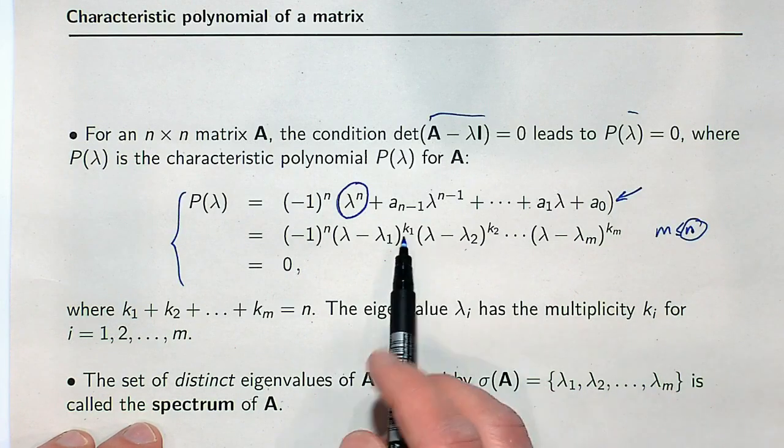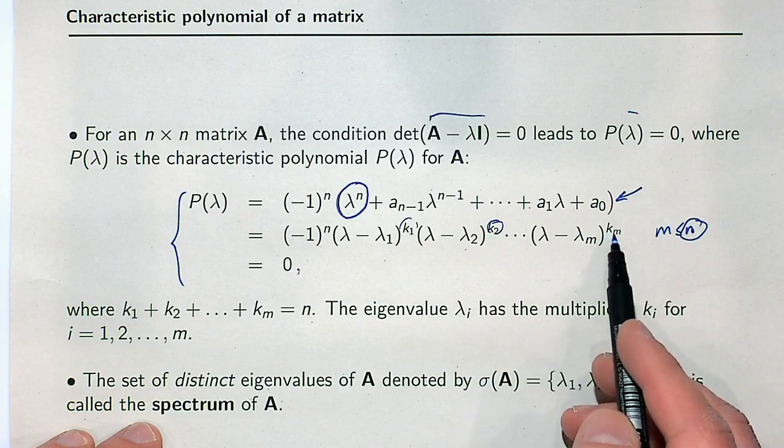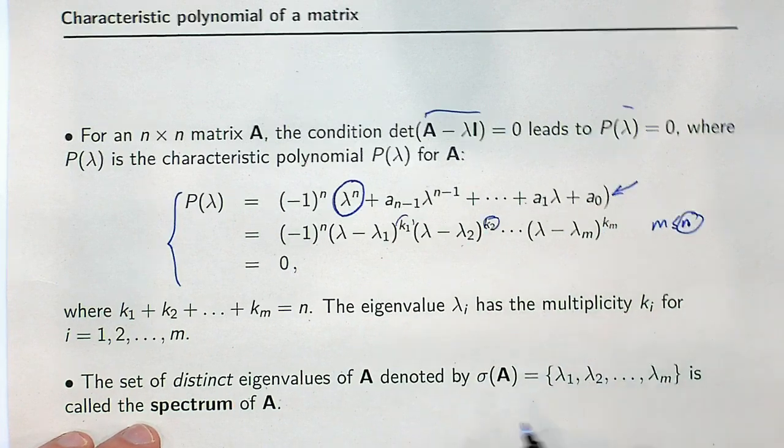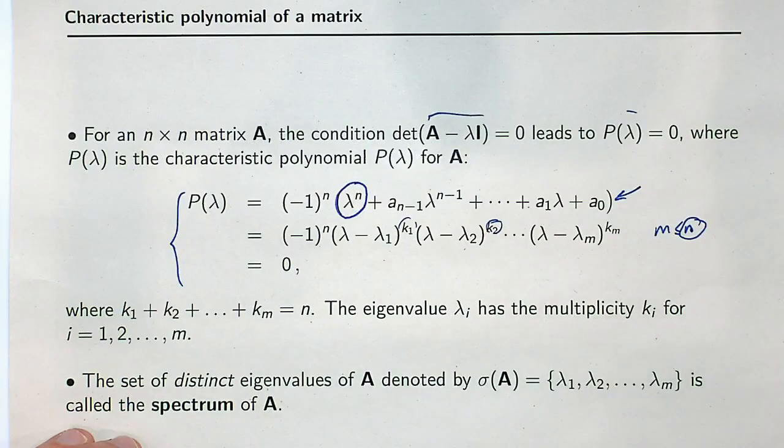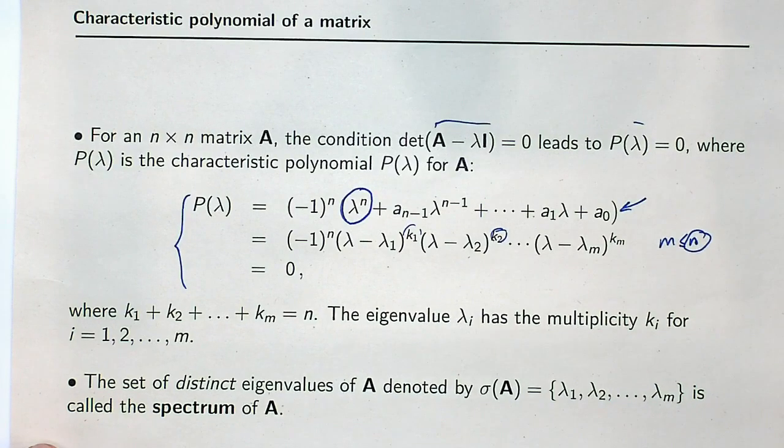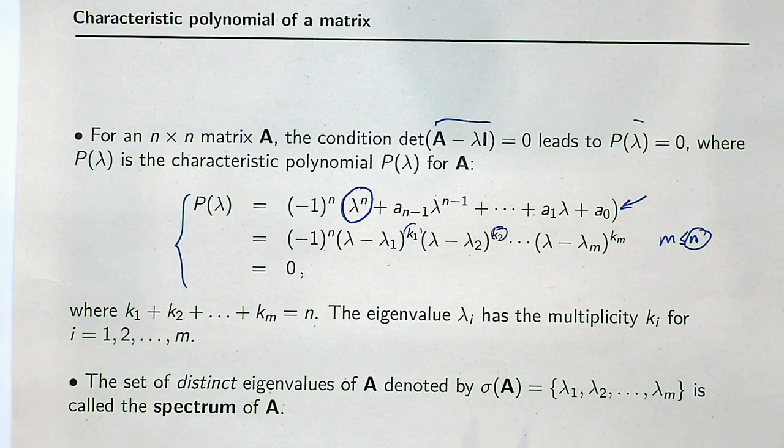Given that, these superscripts k_i show the multiplicity of an eigenvalue. But the important thing is that the set of the distinct eigenvalues is called the spectrum of A. In some cases, m equals n, which means that all the eigenvalues we get from the matrix are distinct. Then all of them are in the spectrum of A. But in some cases, just m eigenvalues are distinct, which is less than the size of the matrix.